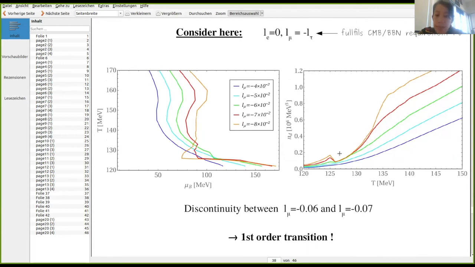If you look at the number density, with the same values here, you see that at small temperatures you suddenly observe this spike-like feature. This discontinuity that happens somewhere between 0.06 and 0.07 can be interpreted as a first order transition. So here we really demonstrated that lepton flavor asymmetries do not only have an impact on the cosmic trajectories, but they can really induce a first order QCD transition.